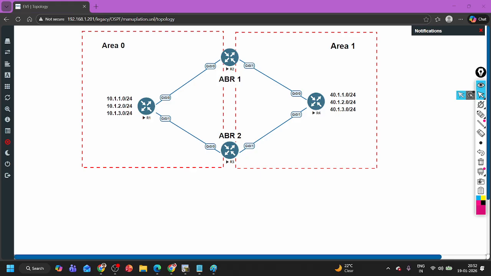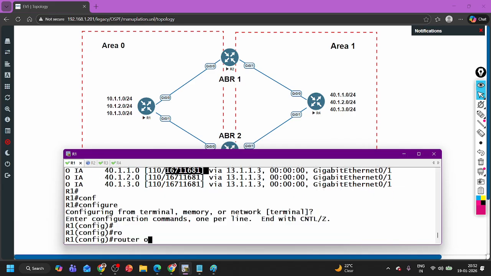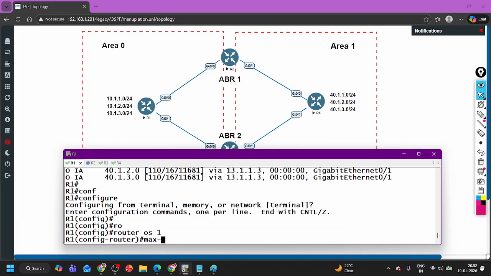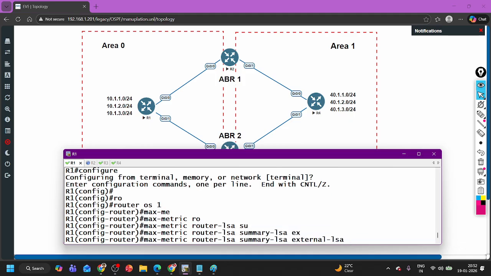Only these 3 LSAs are used to exchange the prefixes, correct? Control plane information, LSA1, LSA3, and LSA5. Only these LSAs advertise prefixes in the OSPF domain. So here, instead of running area 1, if I am running EIGRP, then your command is going to be what? Router OSPF 1 and max metric router LSA, summary LSA, and then external LSA. For all 3 types of LSAs, LSA1, LSA3, and LSA5.